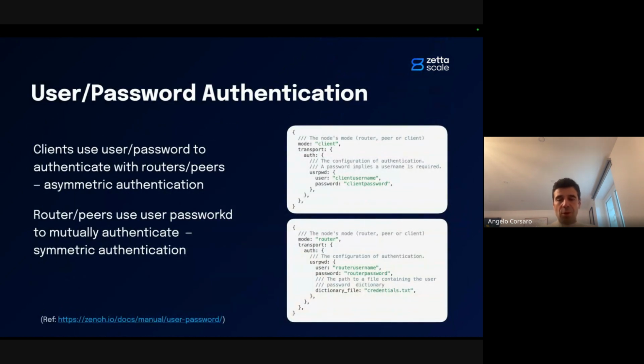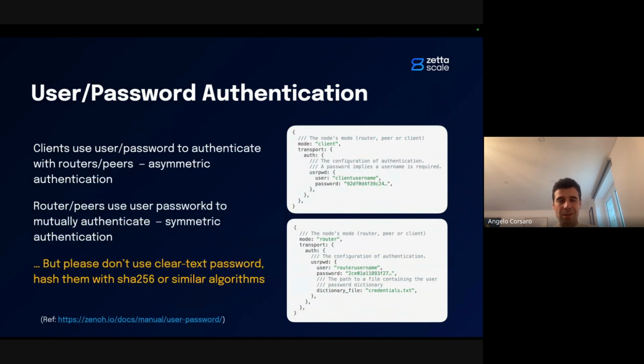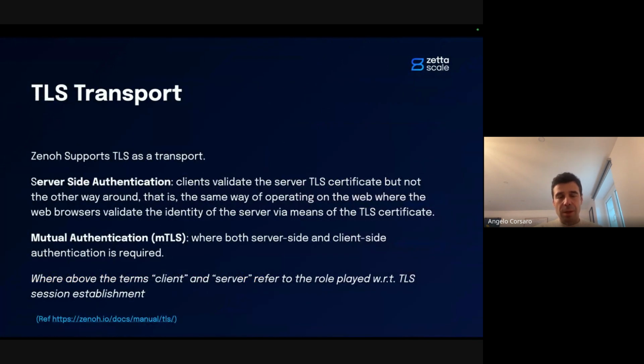Now, here, obviously, you see that the password is in clear text. Please don't do that, right? Make sure that you do a SHA-256 or equivalent, and you store hashes in your dictionary as well as potentially in your configuration file. But this is what Zenoh provides as one of the authentication plugins, which you can use off the shelf. You have the link to our documentation that provides you more details.